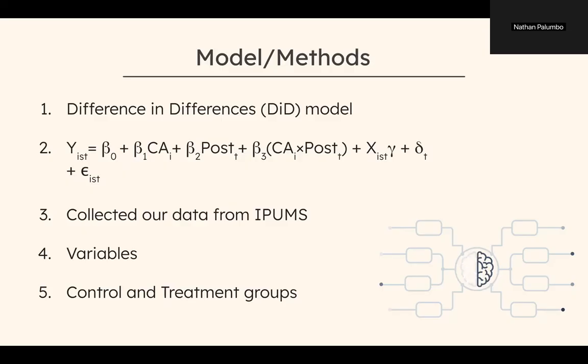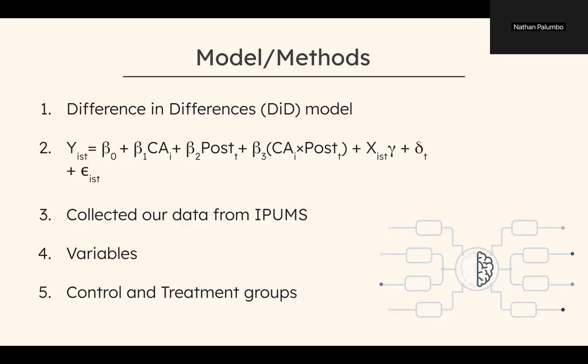Then we have our interaction term. This is where we're going to show the causal effect of Medicaid expansion taking place. So this is going to be the connection between whether the individual resides in California or not, and whether it's the years before or after the expansion taking place. Then X_ist is going to represent changes over time and between states. I'll also talk about the control variables we have, and then we also have our error term, which is also represented with individual, state, and year.